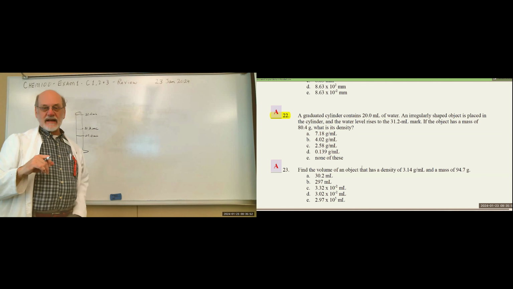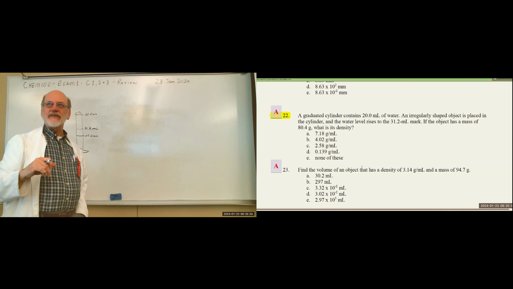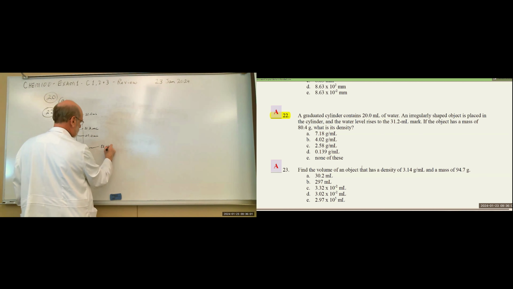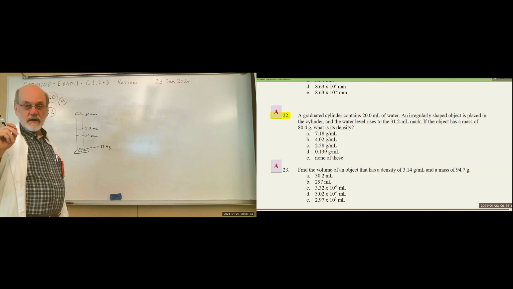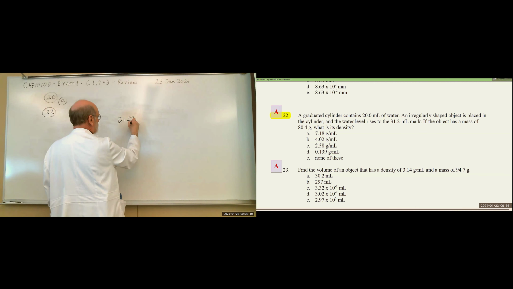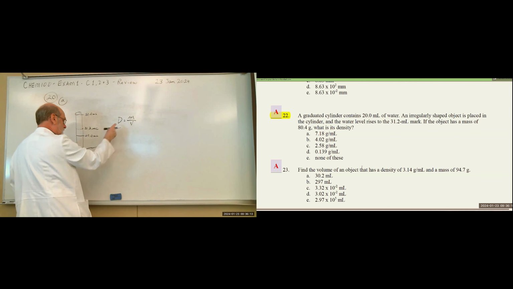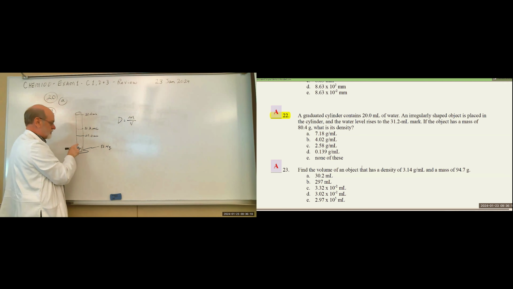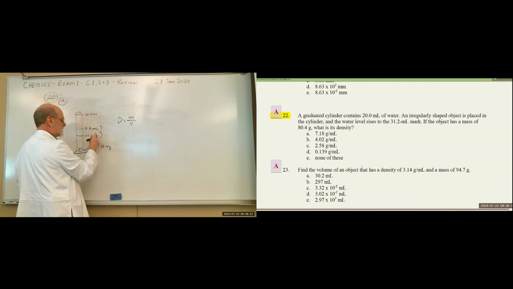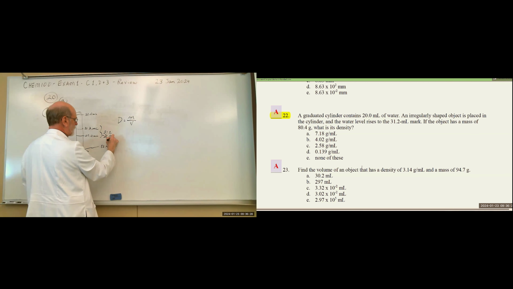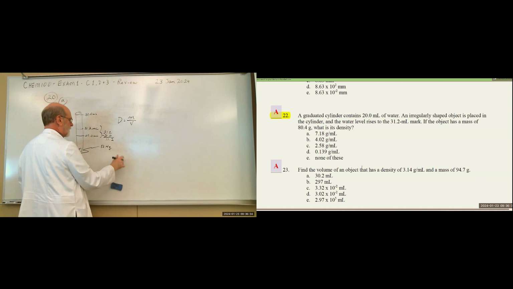If the object has a mass of 80.4 grams, the question is, what is its density? Remember the formula for density, of course: mass divided by volume. This is the volume of the object, not the volume of the readings. What is the volume of the object? The volume of the object is the difference between these two. 31.2 minus 20.0 is 11.2, oops, not grams, milliliters.